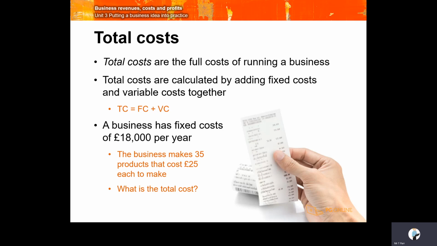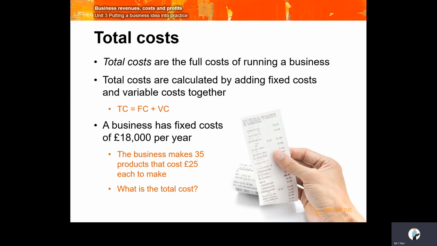I've got a calculator in my hand. I haven't done this before. So first of all, let's work out our variable costs. And we know our variable costs are the number of items sold multiplied by the cost. So we've made 35 products, £25 each to make. So that's 35 times 25.